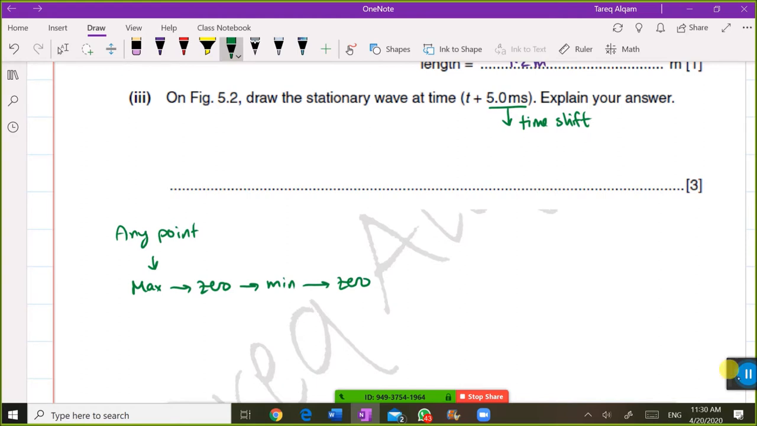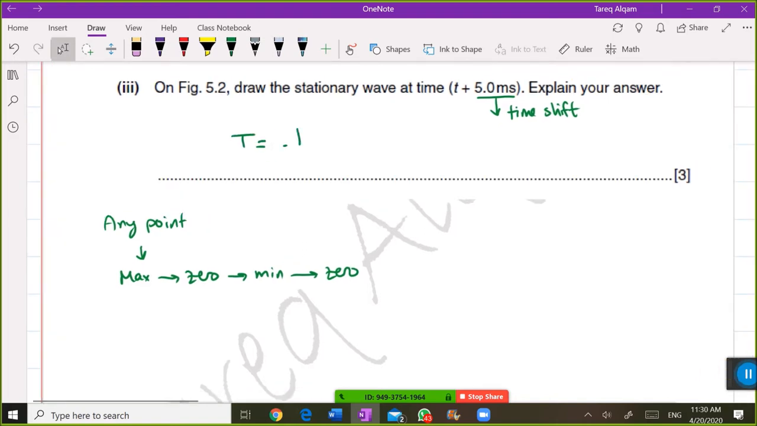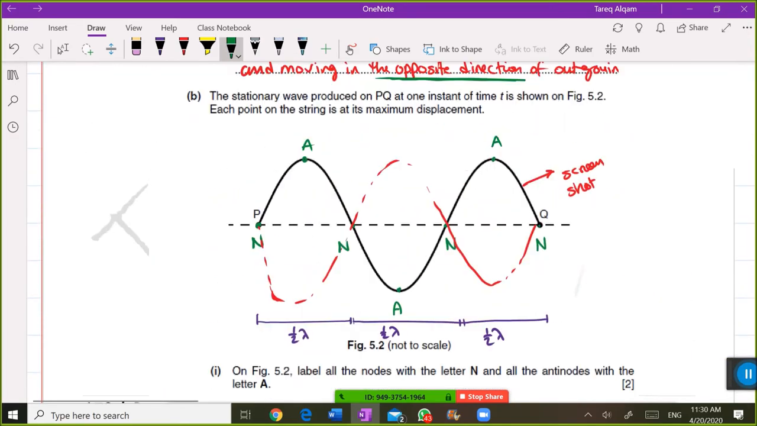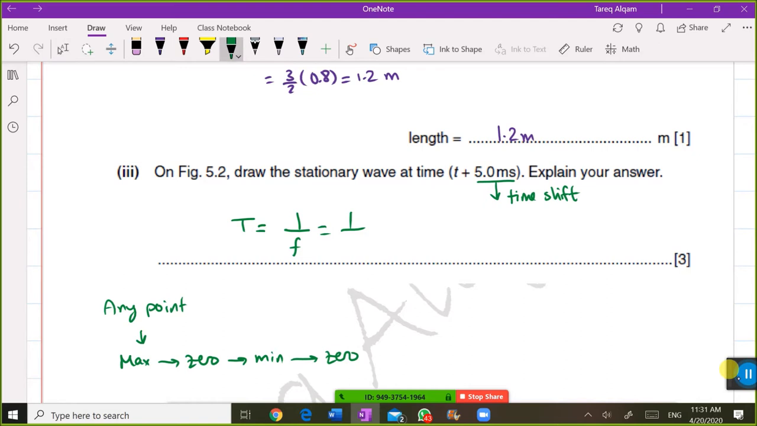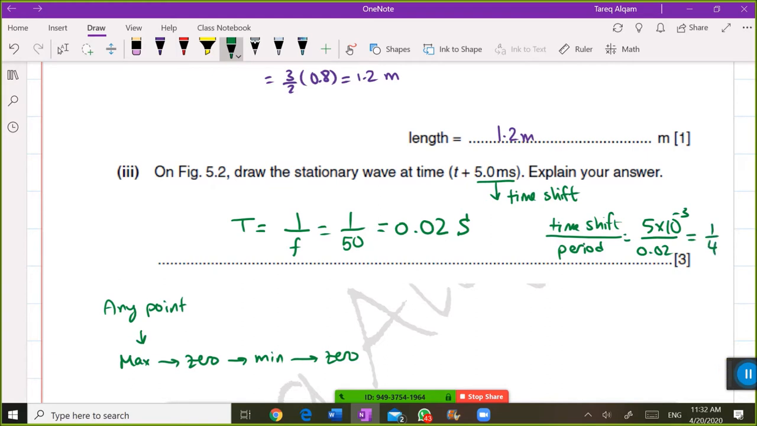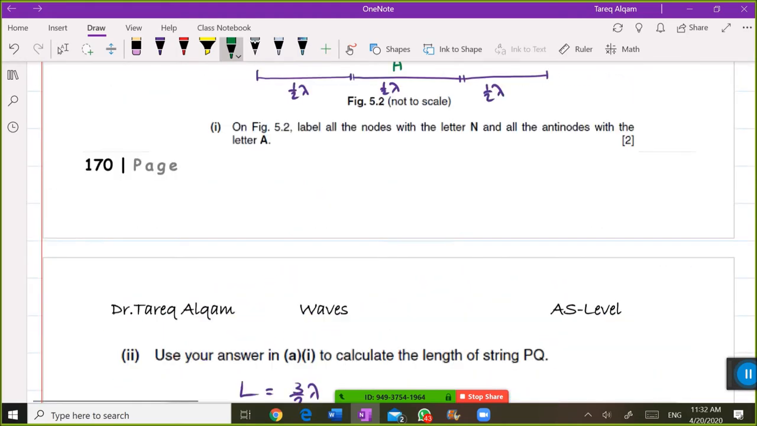So I have to find this time shift as a fraction of the period. First of all, I have to find the period. The period is 1 over frequency, which is 1 over 50, which is 0.02 seconds. Okay? Now let's divide the time shift over the period, as we did previously. 5 milliseconds over 0.02, how much is this? It gives a quarter, right? It gives a quarter, guys.